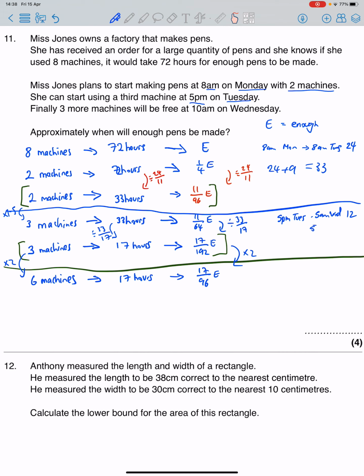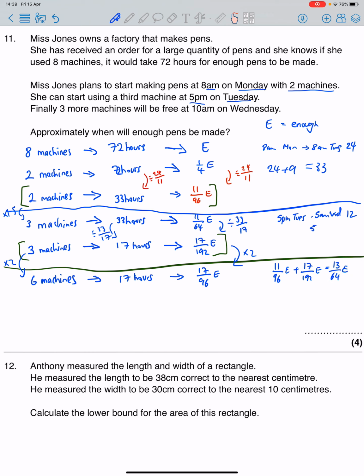Now we just need to work out how many more pens we actually need to make. So far we've made 11 over 96 of the amount. And then we made an extra 17 hours, I guess, so 17 over 192 of the amount. So 17 over 192 plus 11 over 96, again using those fractions, gives us 13 over 64.